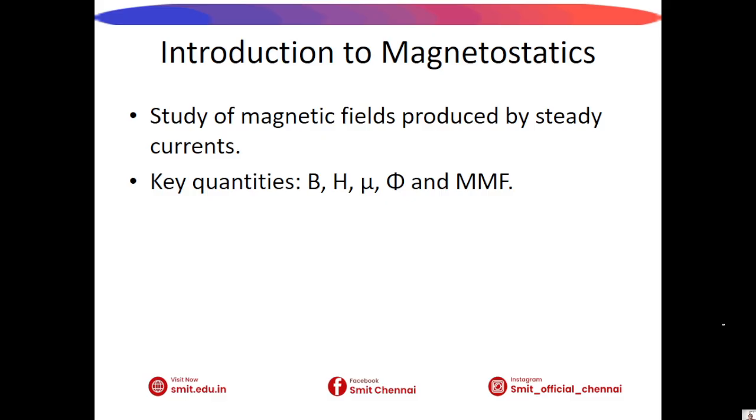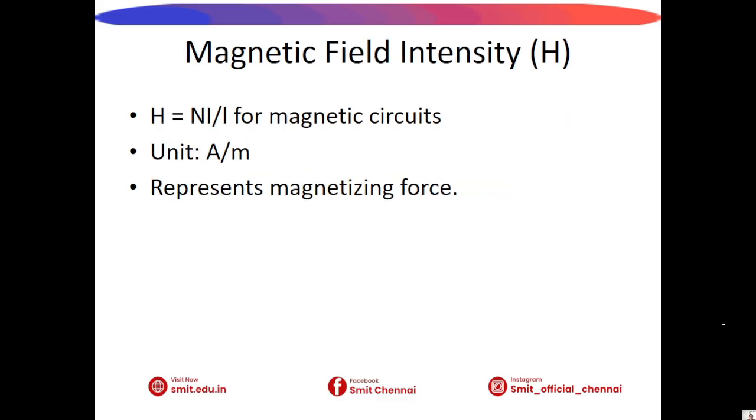First, we see the introduction to magnetostatics. Magnetostatics is the branch of electromagnetics that deals with magnetic fields generated by constant or steady currents. Since the current does not vary with time, the magnetic field also remains constant. The important quantities used in magnetostatics are magnetic flux density B, magnetic field intensity H, permeability, magnetic flux, and electromotive force. These quantities help us describe and analyze magnetic fields and magnetic circuits.